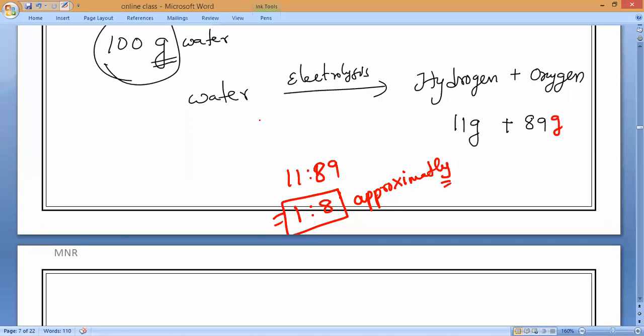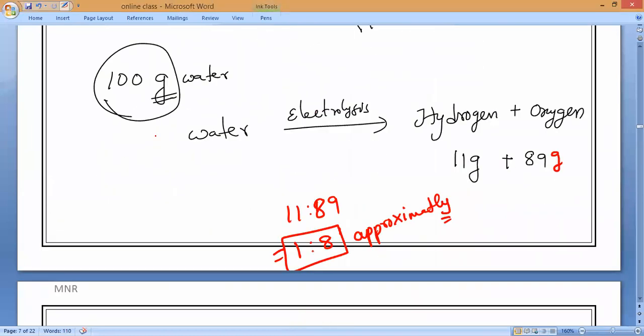So always the mass is the same. If I take 100 grams of Pudukkottai water, 100 grams of Andhra water, 100 grams of American water, or wherever it is, you will always get 11 grams of hydrogen and 89 grams of oxygen. Their mass ratio remains constant, 1:8. Is it okay?